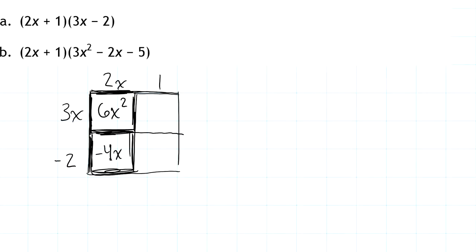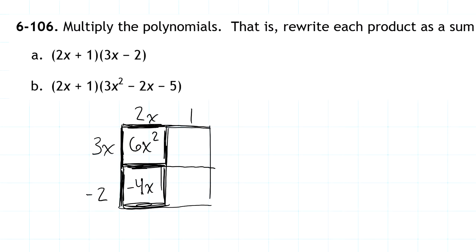In the upper right, there's a 3x off to this side and a positive 1 on this side. And when I multiply those, I would get simply 3x. And then finally, down in this lower right square, I'm multiplying a negative 2 times a positive 1. And the product of negative 2 and 1 is negative 2. So I can now simplify this, right? That's the product. It's those 4 things.